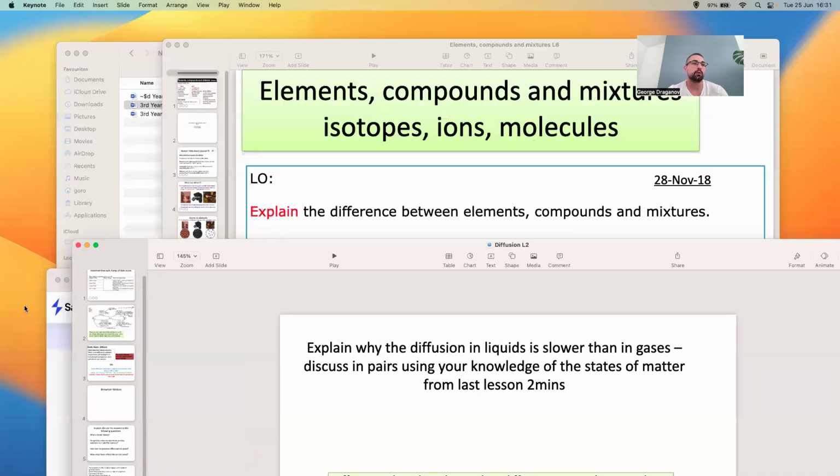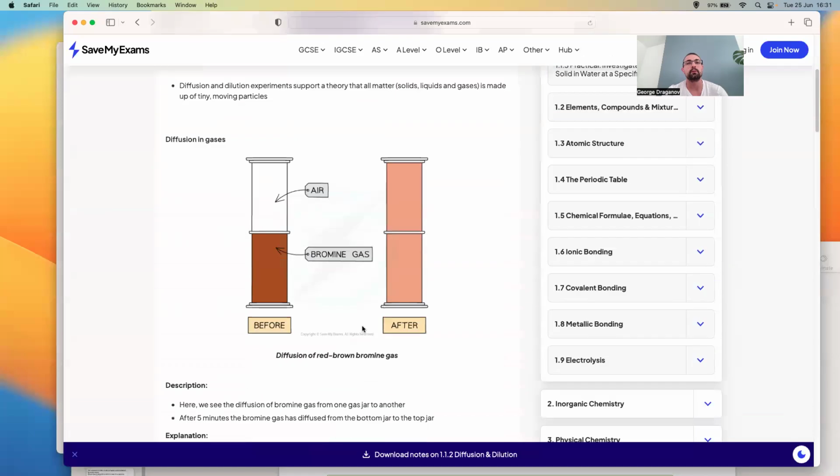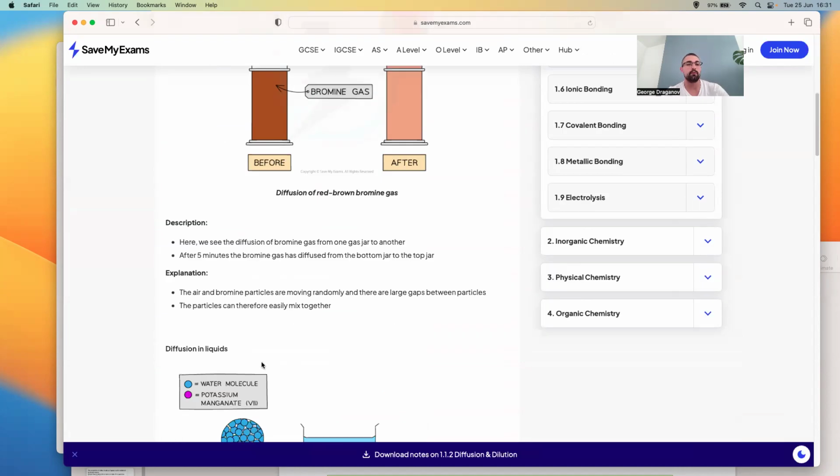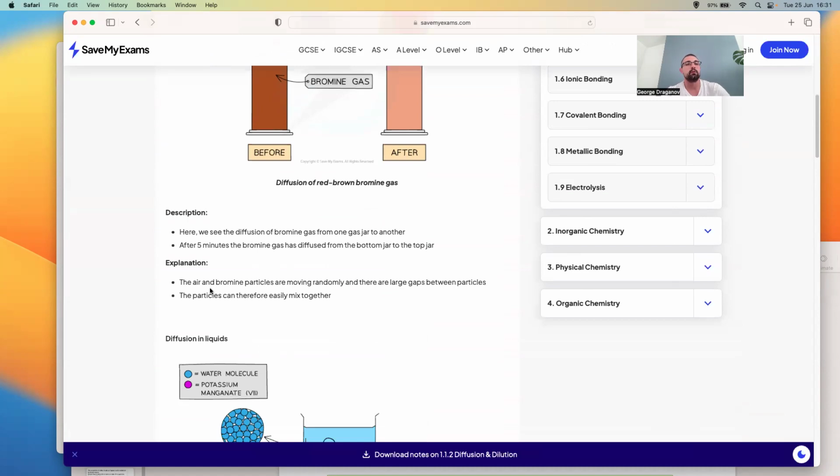Now, before we look at dilution, I just want to show you one other experiment. So here you have diffusion. Bromine gas is filled in one jar and then an empty jar of air, and you have a plate between them. When you remove the plate, the bromine gas will diffuse upwards from a higher concentration into where there's a lower concentration until they're an equal shade of brown. It roughly takes 5 minutes. So the air and bromine particles move randomly with large gaps between the particles.